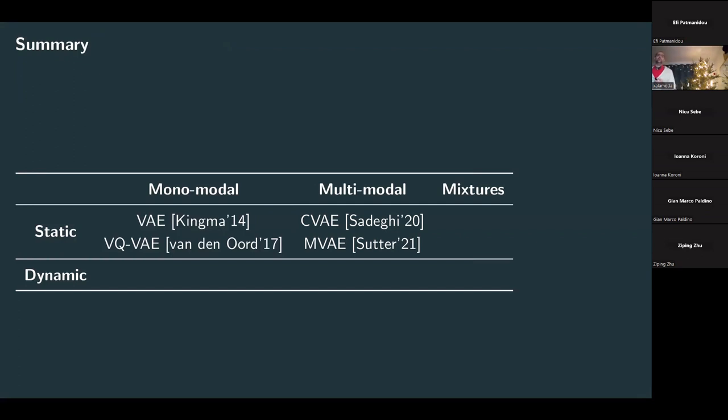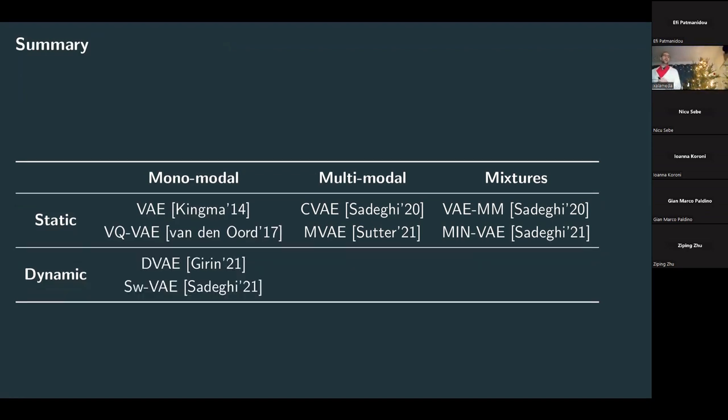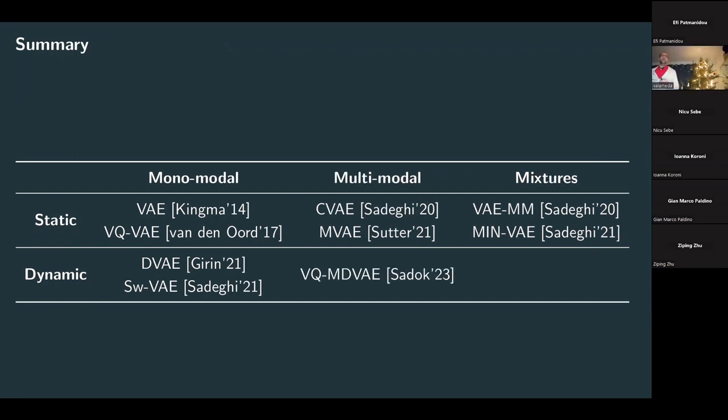We proposed a few multimodal extensions of that, in particular working with mixtures. We then moved to the dynamic version of the VAE, with the review on the VAEs and the switching VAEs that I didn't have time to present. We have also shown that with this VQ-DVAE you can use it for multimodal processing. And we have also shown that the mixture mechanism can be used with dynamic variational autoencoders. So this is an overall picture. And of course, there are many other methods in the literature that you could fit here.